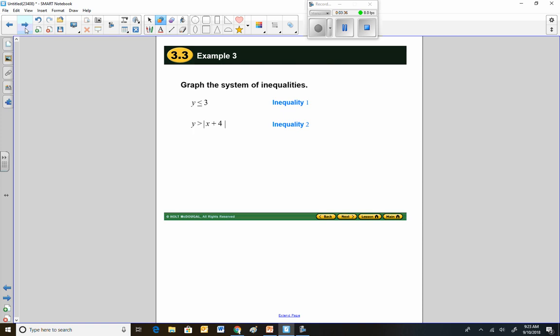All right. Here's another situation. y is less than or equal to 3. Now you know that that's supposed to be a horizontal line. At least I hope you do. Now this one is an absolute value. All right, so we're going to have some fun graphing this.